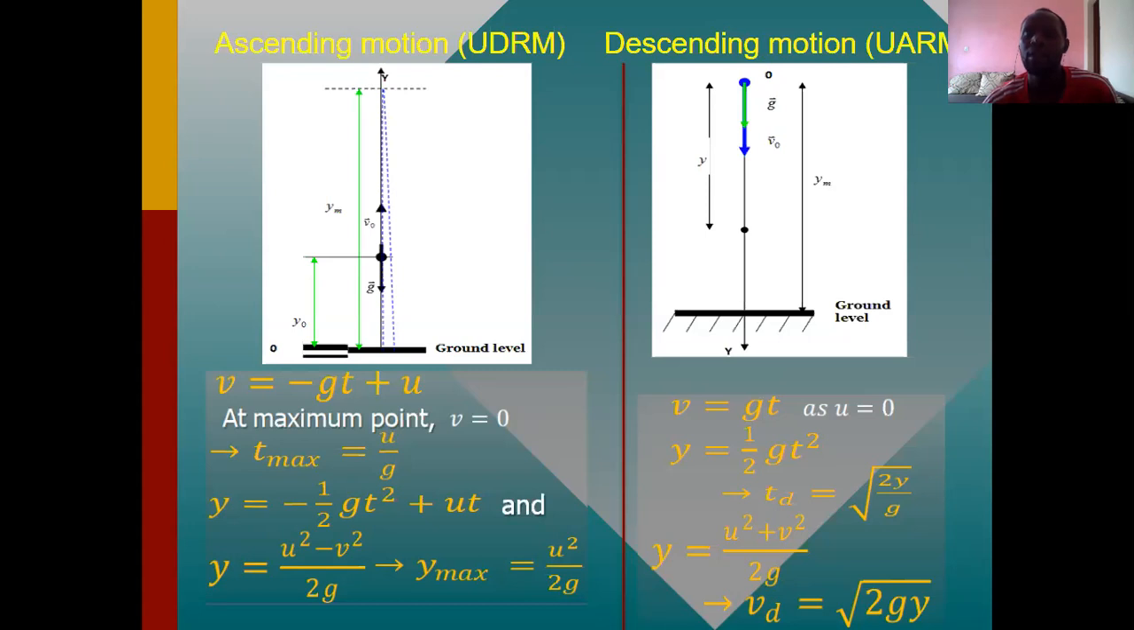And the third equation of motion, y is equal to initial velocity squared plus final velocity squared divided by 2g. This will help us to get the velocity of the object when it reaches the ground. This velocity will be the square root of 2g multiplied by distance.